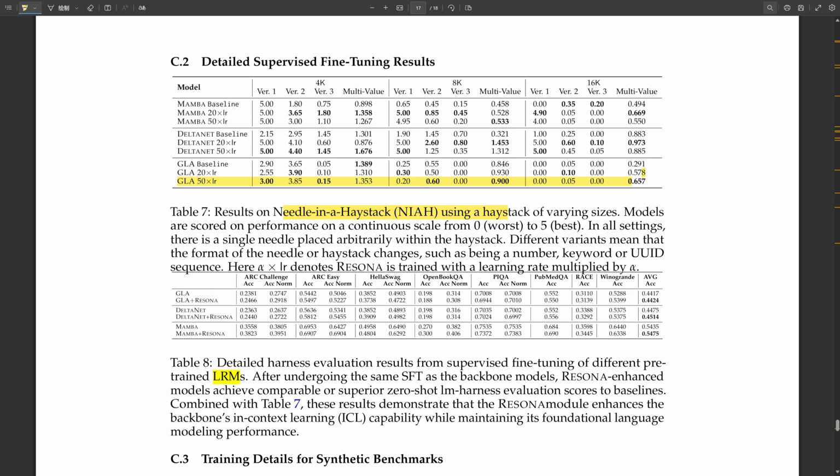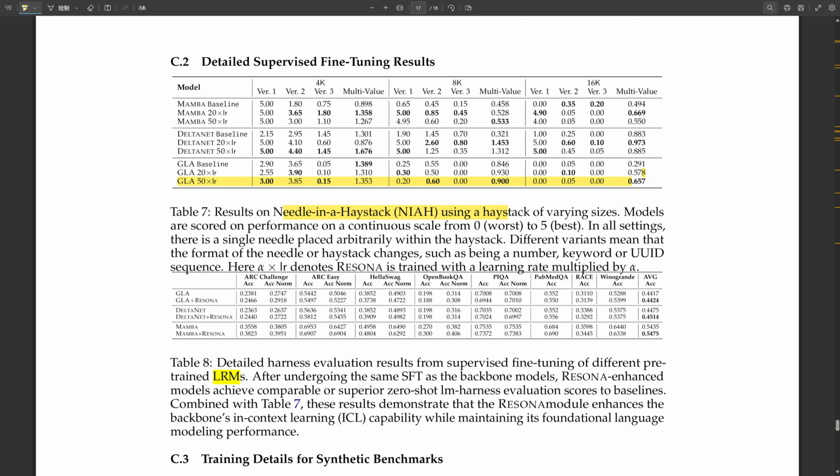Right, and it all boils down to these two core mechanisms, contextual search and knowledge integration. Exactly. By giving LRMs the ability to selectively retrieve and integrate relevant information from the input context, Resona unlocks a whole new level of performance, especially on tasks that require understanding and utilizing complex, long-range dependencies. It's like they've given LRMs a superpower. In a way, yes.